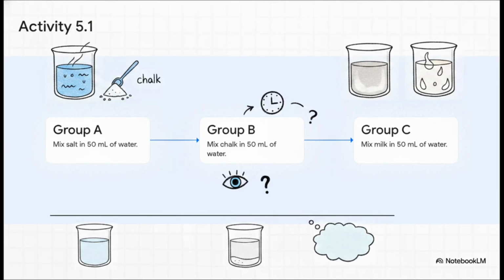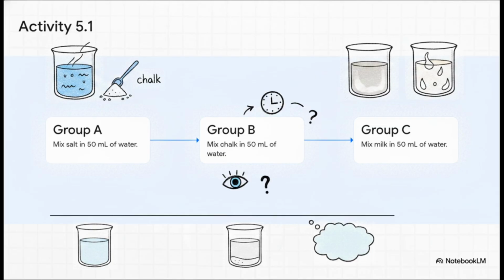All right, let's move into our first experiment and really focus in on this activity on heterogeneous mixtures. We're going to recreate activity 5.1 from our source material right here in our virtual lab. Okay, imagine we've divided into three groups. Group A takes a beaker with 50 milliliters of water and stirs in a single spatula of common table salt. Group B takes their 50 milliliters of water and stirs in a spatula of chalk powder. And Group C takes their water and adds just a few tiny drops of milk.